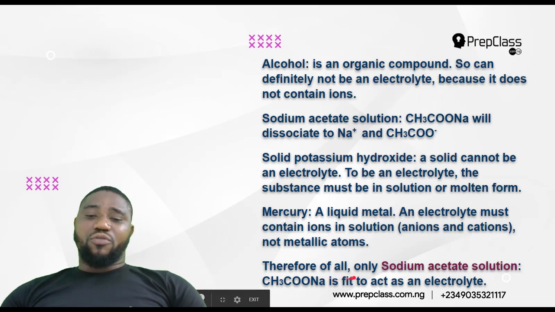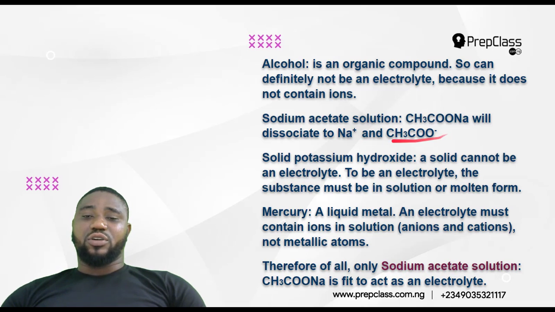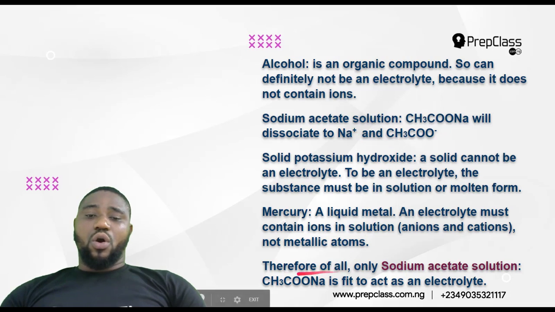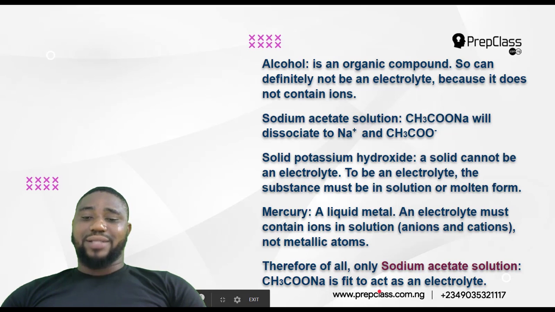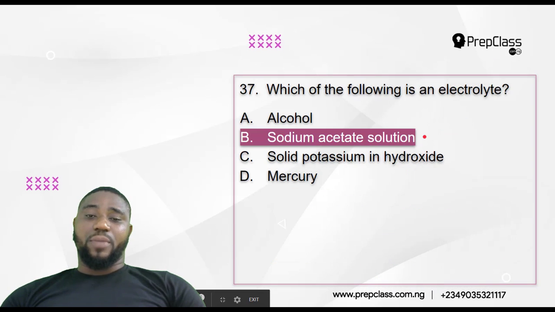Therefore, of all, only sodium acetate solution, which is this one, as you can see, positively charged ion, negatively charged ion, that's cation and anion. Only sodium acetate solution, that's CH3COONa, is fit to act as an electrolyte. So if there is an electrolyte among those, it will be sodium acetate. So the correct answer is sodium acetate solution.